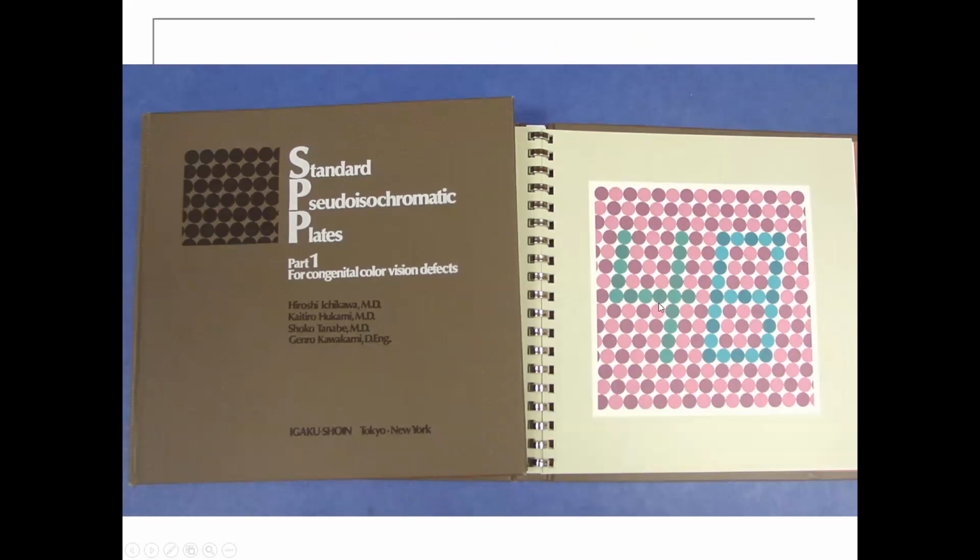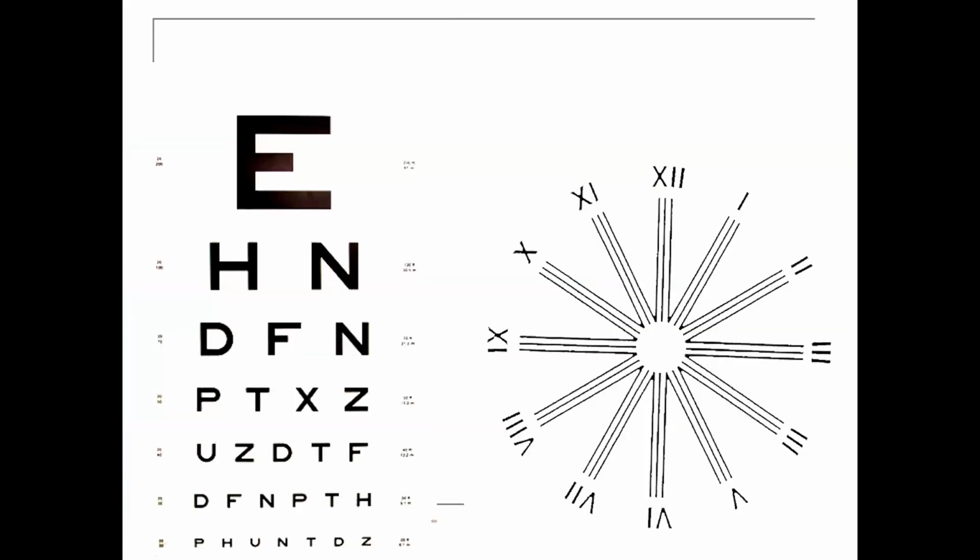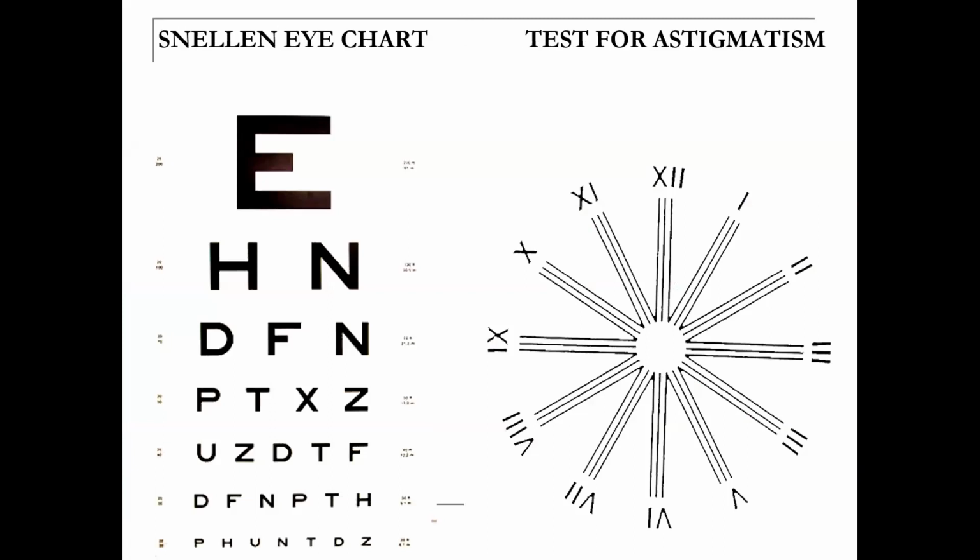We use the computer now, but the original work was done years ago in Japan by an ophthalmologist named Ishihara. And it still works, to detect color blindness based on the ability to perceive the numbers or not perceive the numbers. So these are two tests.